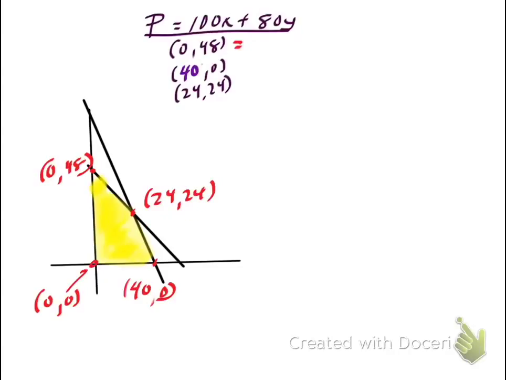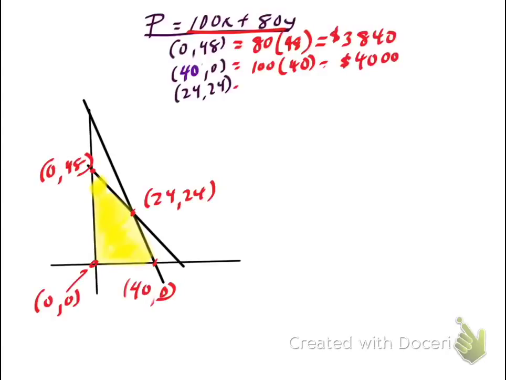0, 48 means we have 48 laptops only, so that's going to be 80 times 48, which is $3,840. Not bad. 40 desktops and no laptops would be 100 times 40. I'm just plugging it in right here, and that's going to give me 4,000. So that's better. Maybe this is an even better choice. Let's see. 24 desktops, that's $100 a piece profit, plus 24 laptops, $80 a piece, will give me, calculated ahead of time, 4,320.